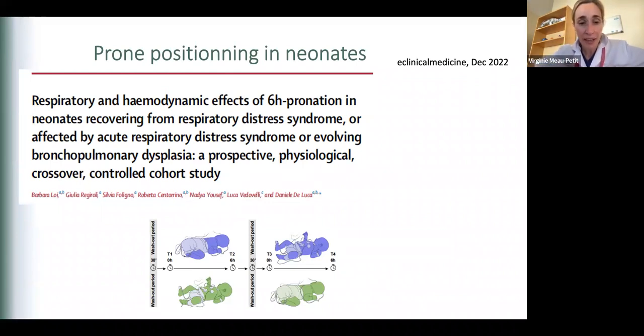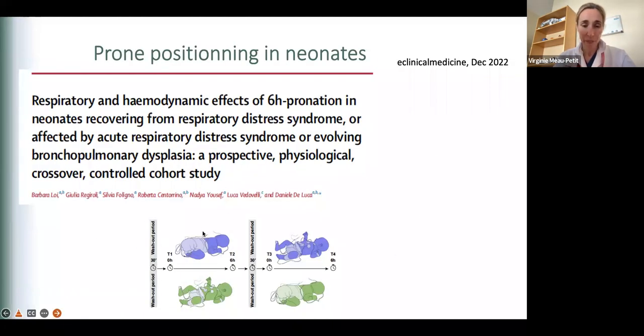But in neonates, there was this study published recently by the Italian and French team led by Dania De Luca in December, when they looked at the effect of 6-hour pronation. So that's not the 16 hours in adults. In 3 kinds of neonatal population, which were recovering RDS babies, acute ARDS, or evolving BPD. And they looked at the effect on oxygenation and lung ultrasound score of prone positioning for 6 hours.